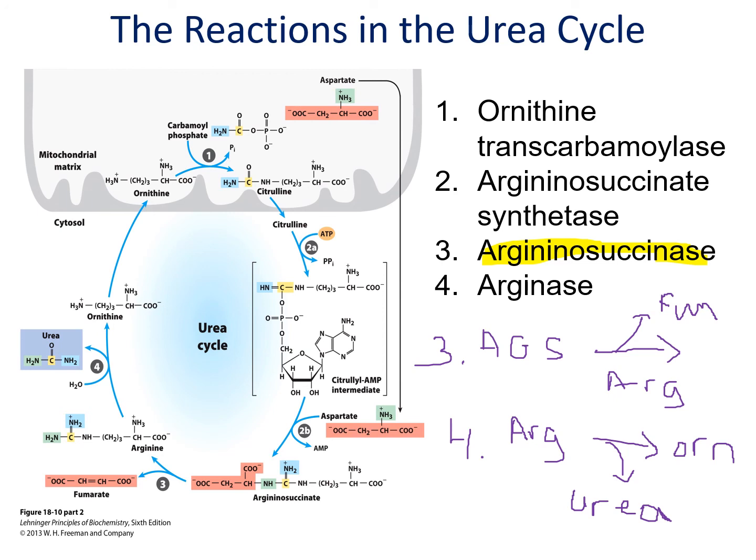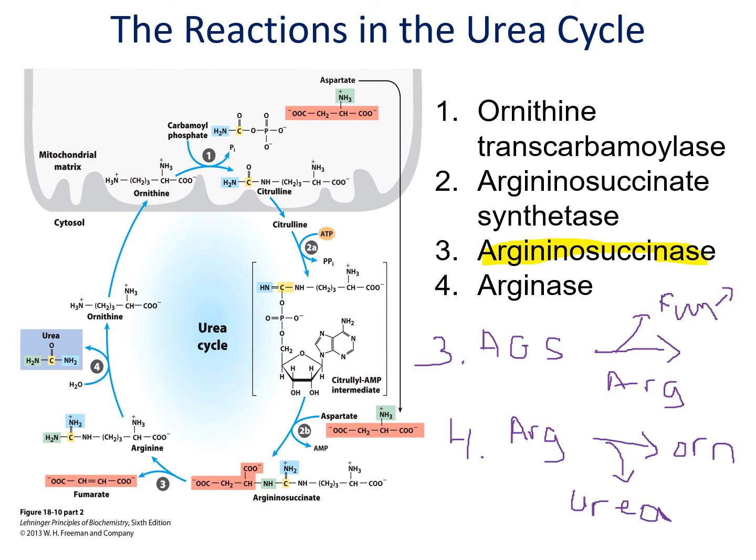Our citrulline combined with aspartate. We had to use an ATP to do that, but citrulline combined with an aspartate, utilizing an argininosuccinate synthetase, and surprise, we get argininosuccinate. All right, so then our argininosuccinate basically breaks down into 2 things. One is fumarate, which goes on to the citric acid cycle, and the arginine stays in the urea cycle.